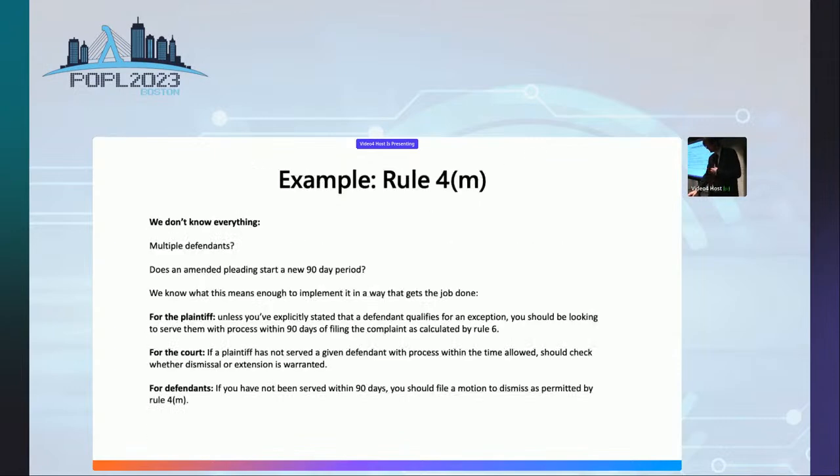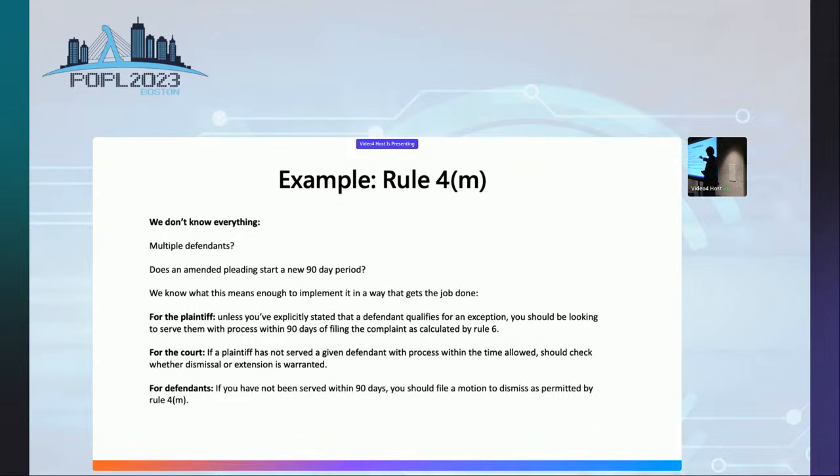But this sort of gets to the more important point, I think, which is how do we work within that realization? We don't know everything, right? What if there are multiple defendants? The rule doesn't really address that. What if I file a complaint and then I amend it 30 days in? Do I get a whole new 90-day period? I asked that to 3 or 4 lawyers. The best response I got was, well, that would be highly unusual. It's like, well, yeah, but I still want to know what happens.